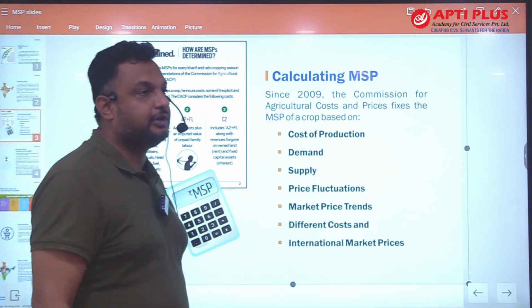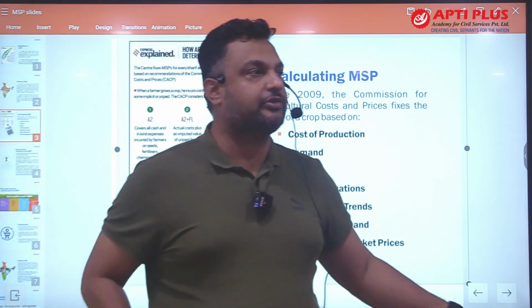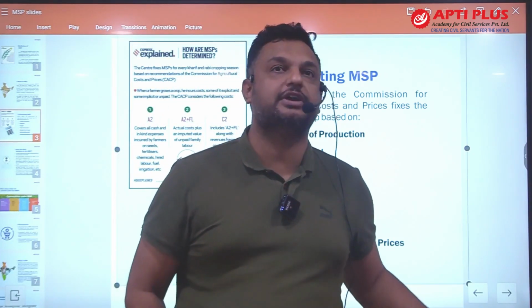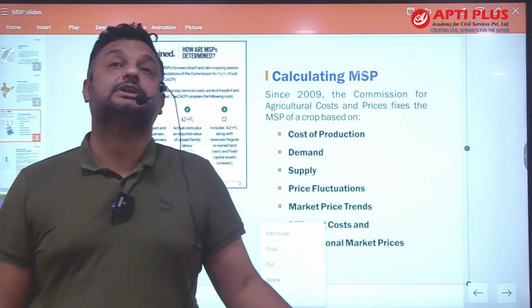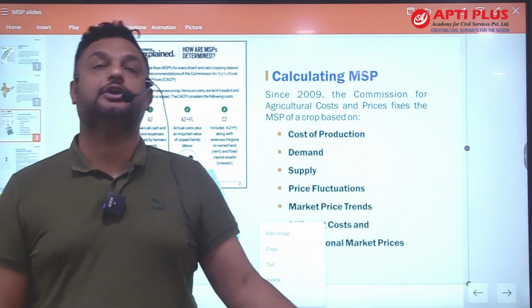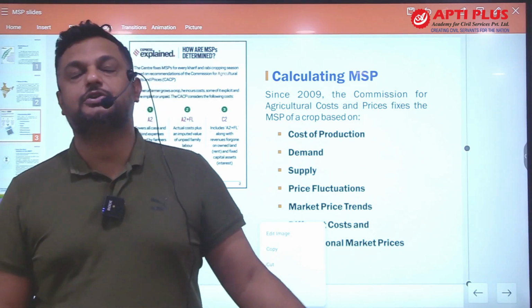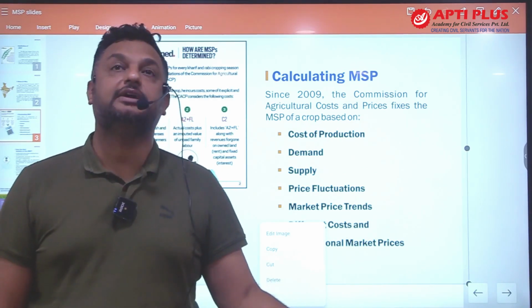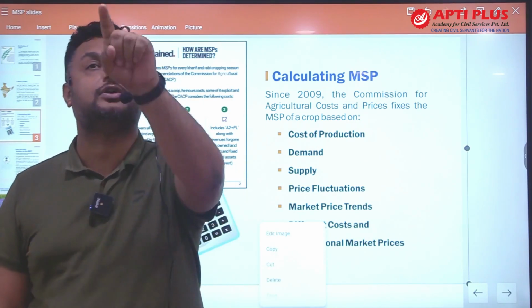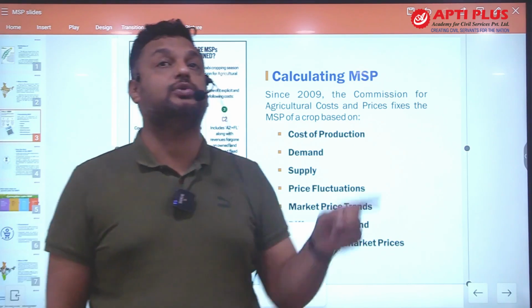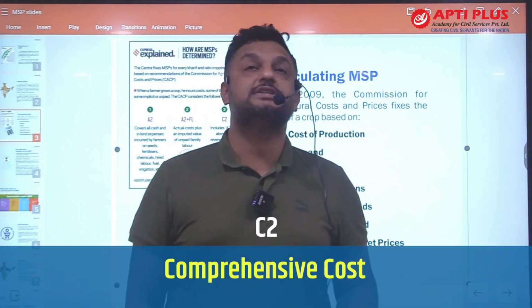But this C2, sir, it's a new concept. New does not mean that they introduced this yesterday or the day before. This concept was recommended by the National Commission on Farmers in 2006. There was a commission called the National Commission on Farmers headed by M.S. Swaminathan, which recommended using a new formula called C2 instead of A2 and A2 plus FL. What is this C2?